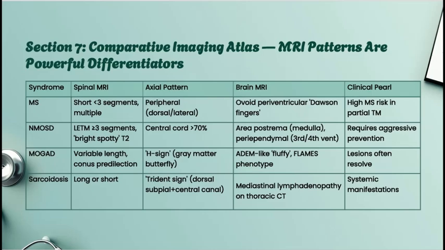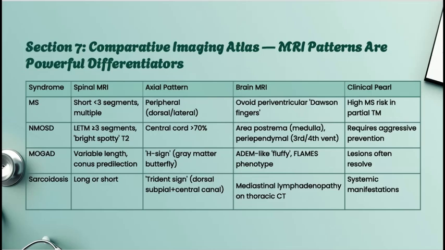In neuromyelitis optica spectrum disorder, the hallmark spinal pattern is longitudinally extensive transverse myelitis, meaning lesions extending across 3 or more vertebral segments. On axial imaging, lesions often occupy the central cord and may involve more than 70% of the cord cross-section. A descriptive feature sometimes mentioned is the presence of bright spotty lesions on T2 imaging. Brain MRI may show lesions involving the area postrema, periependymal surfaces, or other aquaporin-rich regions.